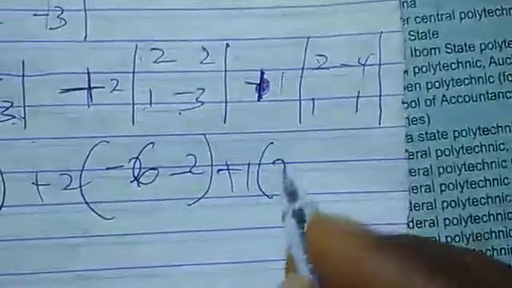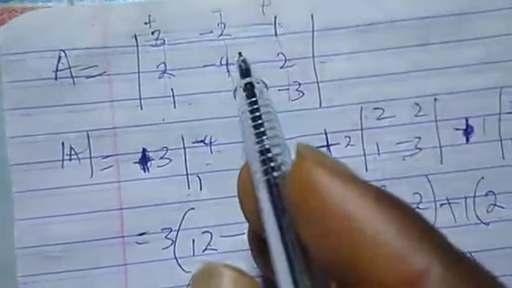So this will be 3 into 10, 12 minus 2, plus 2 into minus 2 minus 6, that is minus 8, plus 1 into 2 plus 4, that is 6. So this will give me 30 minus 16 plus 6, and 30 minus 16 plus 6 should give me 20. So in that case, 20 is the value of this determinant.